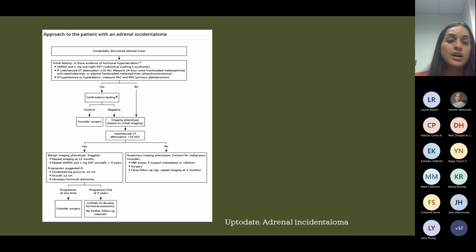If we have a CT scan that is showing us a Hounsfield unit that is more than 10, then this is suspicious for malignancy, and then we can consider surgery, a biopsy, or close follow-up with imaging studies in 3 or 6 months.